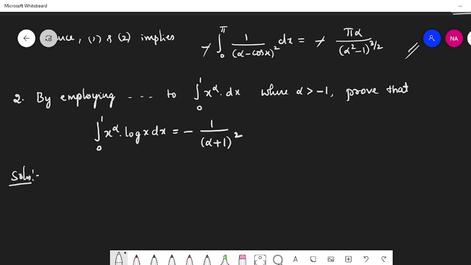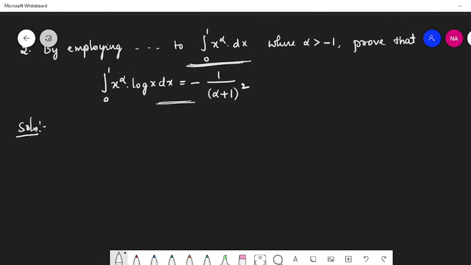Okay, first observe the statement carefully. You have to apply the rule of differentiation under integral sign to this function, and applying that concept to this, you have to establish this result. So in the problem statement, it is clearly given that you have to take phi of alpha to be integral 0 to 1 x power alpha dx. Let us call this as equation 1.